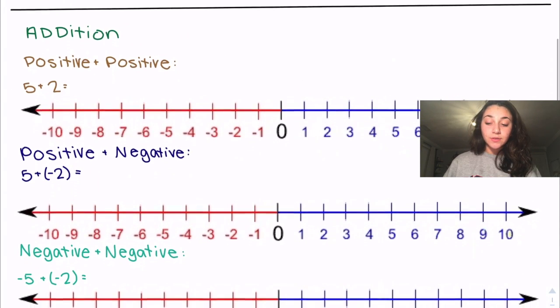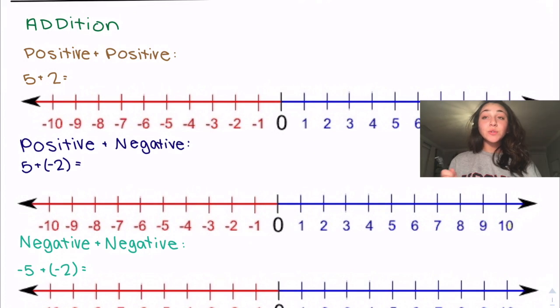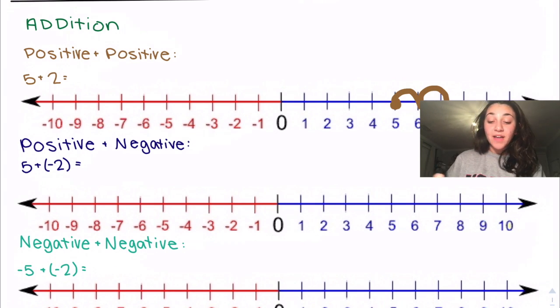So we're going to just go down here and we're going to do the first problem. The first one is a very simple positive plus positive number. So 5 plus 2. We find the 5 and we add 2. And since we're adding, we're going to the right on the number line. So 5 plus 2 equals 7.